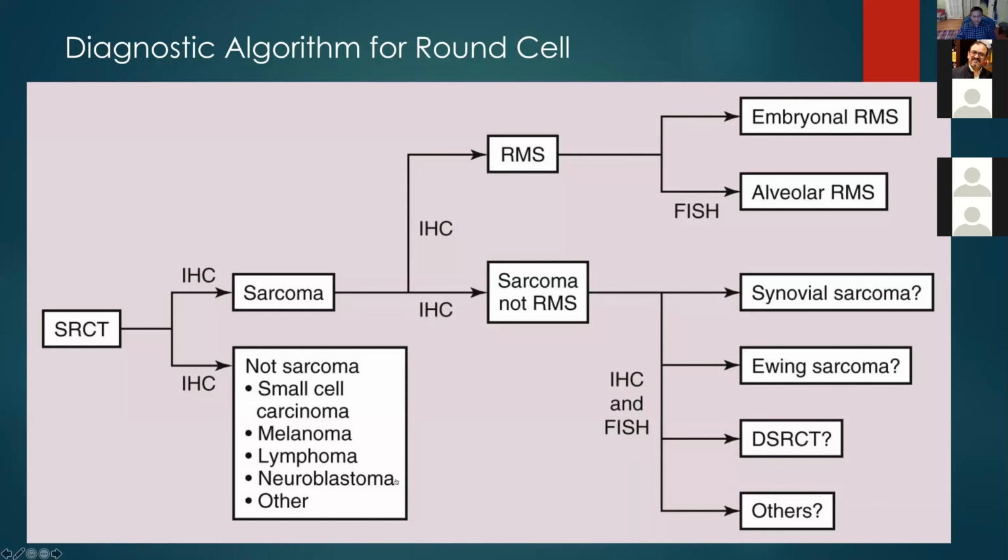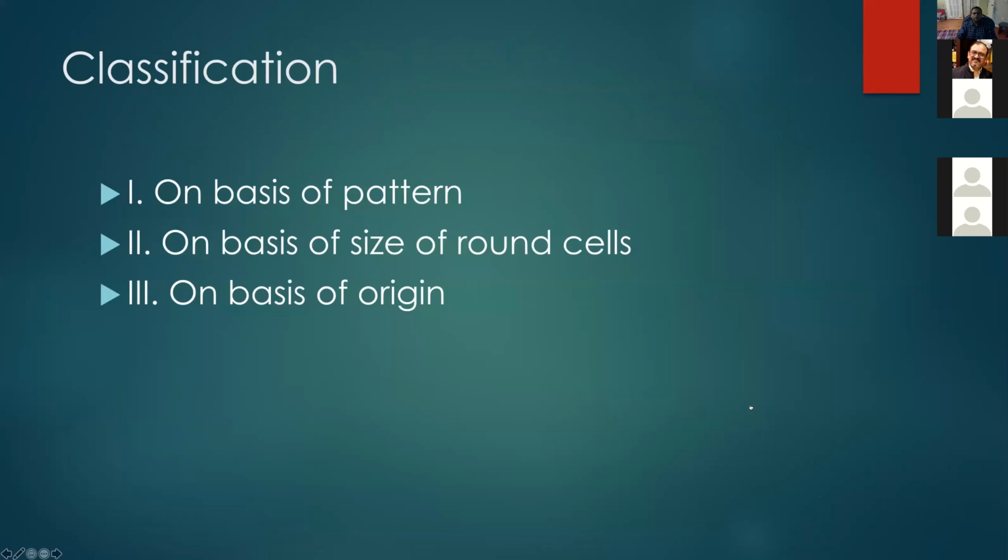So remember, this slide sort of built in small round cell malignancy. Immunohistochemistry directs you to either sarcoma or not sarcoma, and then you can have a melanoma or lymphoma, etc. And then once it's a sarcoma, then there's not much choice. Basically, you have rhabdomyosarcoma or the Ewing's group of sarcoma. Synovial sarcoma, being a round blue cell, is very rare and is fairly identifiable. So how do you classify these?